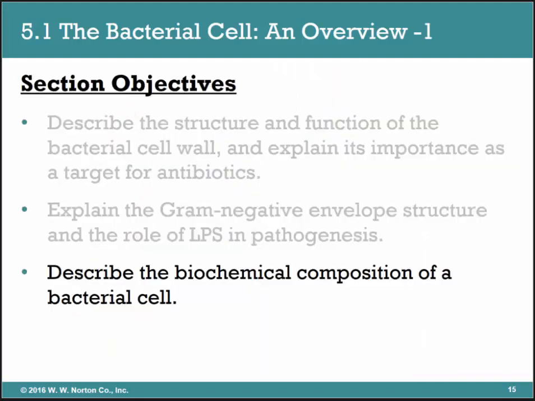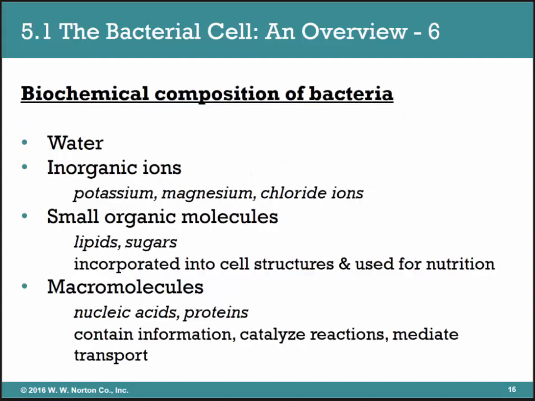Describe the biochemical composition of a bacterial cell. Chemically, all bacteria share these common features. Water is a necessary solvent. You have inorganic ions like potassium, magnesium, and chloride ions. Potassium stores energy by creating concentration gradients around the plasma membrane. Magnesium is important for the function of certain enzymes like RNA polymerase, which wouldn't be able to extend RNA's chain during transcription without its presence.